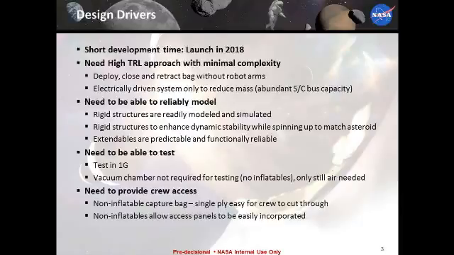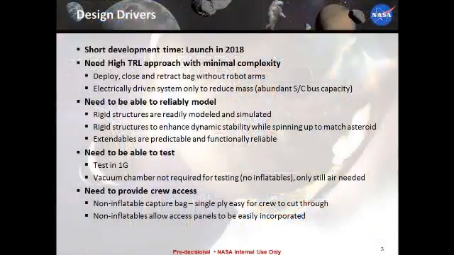We're dealing with a very short time to launch, 2018, so looking for a high TRL approach is always a great way to go. So I was looking for something that we could deploy, close, and retract the bags without robot arms, and then leverage the available electrical energy on board instead of carrying another energy system like a gas system. We also needed to be able to reliably model the system. Rigid structures are readily modeled and simulated, and rigid structures enhance the dynamic stability.